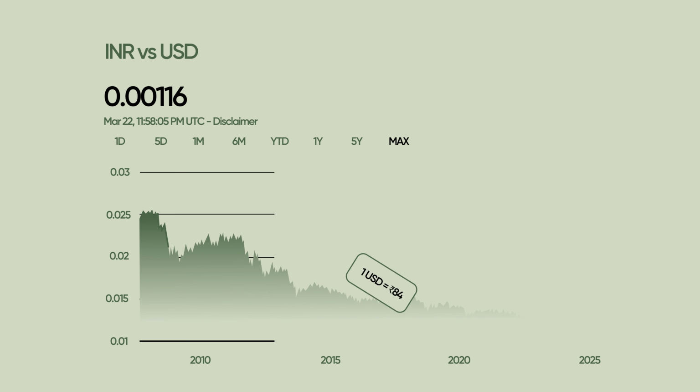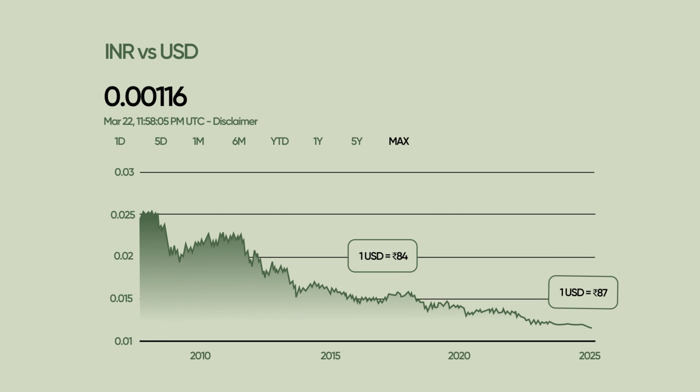Indian rupee is crashing. Rupee has plunged further. India's currency, the rupee, is also under pressure. Just a few months ago, 1 dollar equaled 84 rupees. Today, it's already 87 and soon it will touch 100. Rupee continues its downward trajectory.